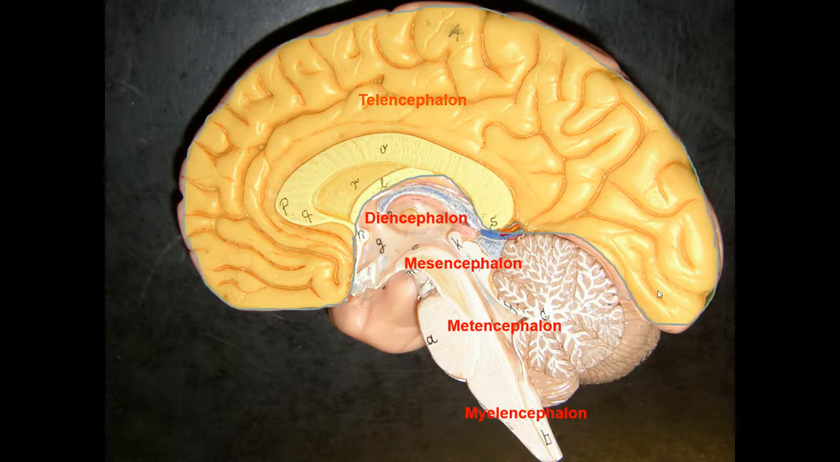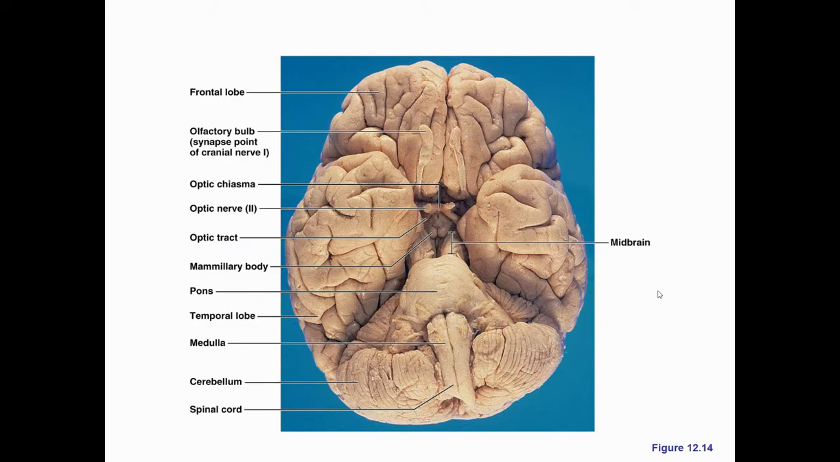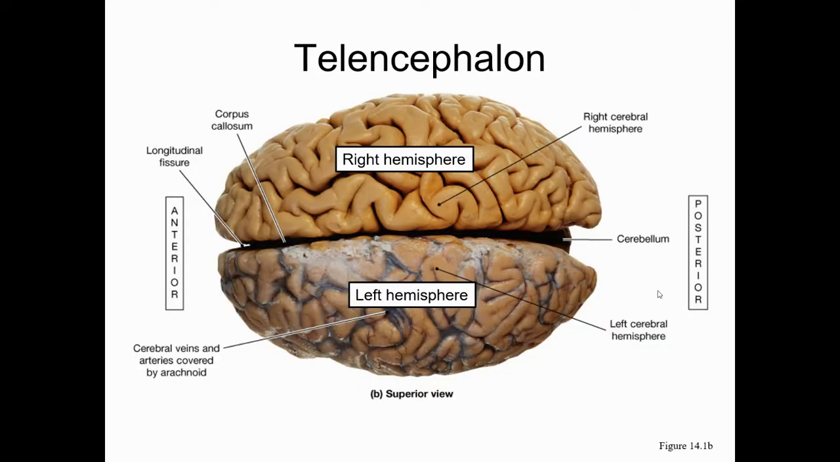One more time. Telencephalon, diencephalon, mesencephalon, metencephalon, and myelencephalon. Well, we're going to talk about the telencephalon first. And the telencephalon is by far the largest part of the brain. It's called the cerebrum, this large structure. And the word cerebrum literally means brain.